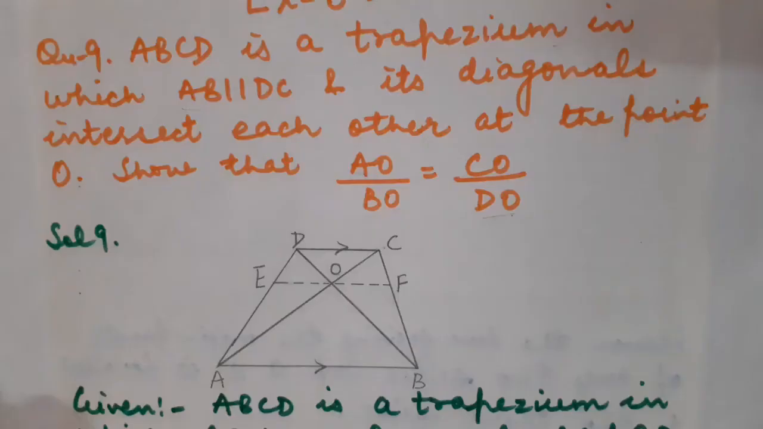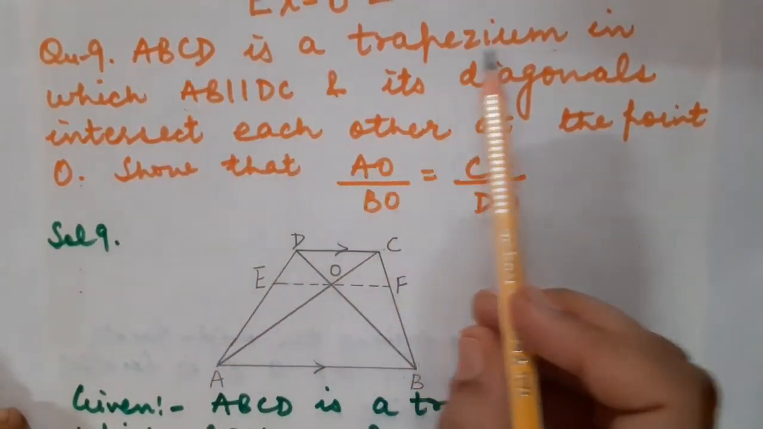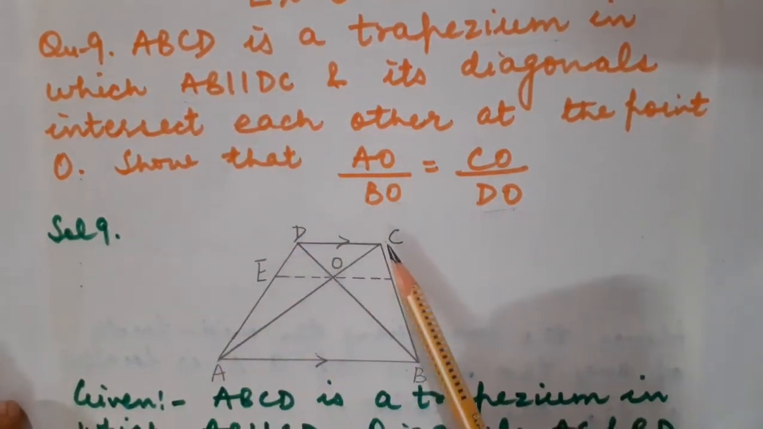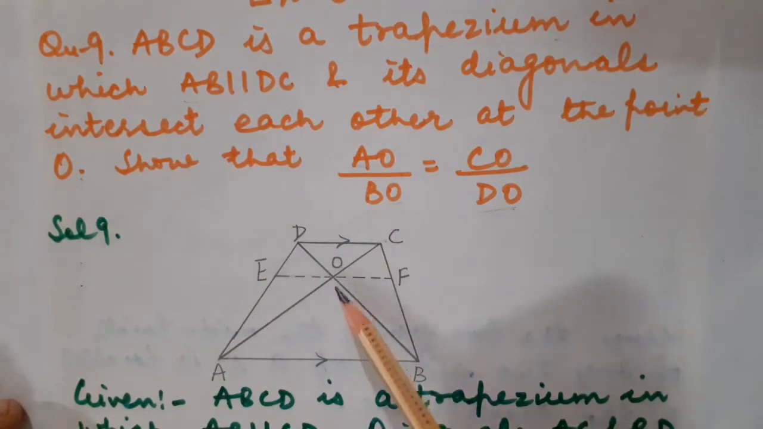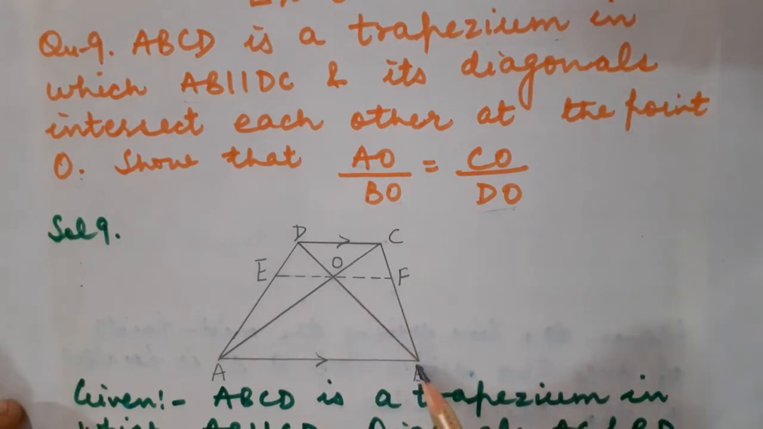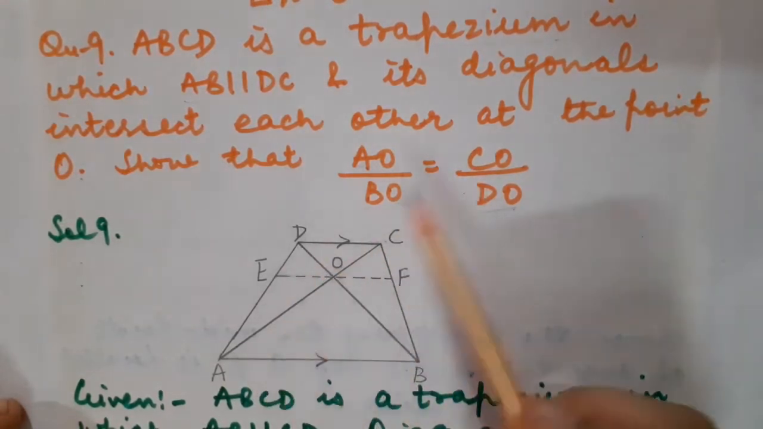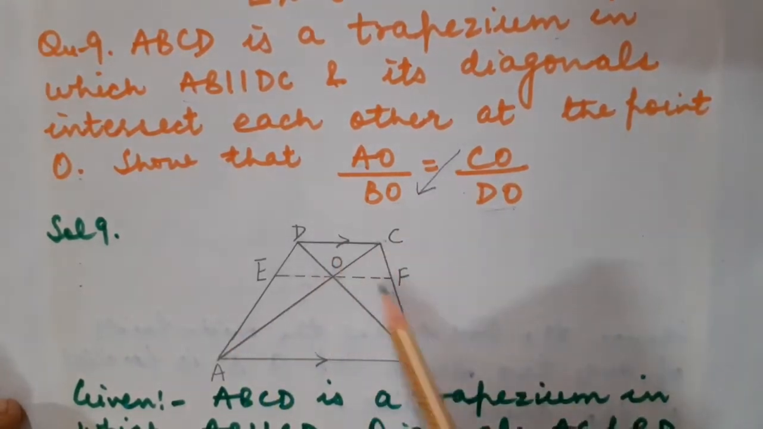Got it? Let us take one more problem now based on BPT. ABCD is a trapezium in which AB is parallel to DC. You can see in the diagram. And its diagonals intersect each other at point O. AC and DB are going to intersect at O. We have to prove that AO upon OB is equal to CO upon DO. Reshuffling can also be done, children. Remember, this can be asked like this also, that AO upon OC is equal to BO upon OD. In this manner also it can be asked.